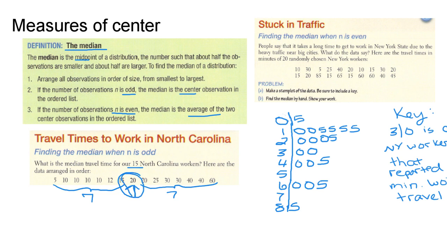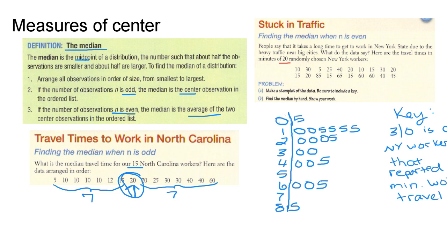The second one, stuck in traffic here, asks you to make a stem plot of the data and be sure to include a key. So we have to do a key to define what you're talking about. So our key here, 30, is a New York worker that reported a 30-minute work travel time. And then I'm going to find my median by hand. So when I'm finding my median here, if I make a stem plot, I've already put them in order here, right? I have 20 randomly chosen New Yorkers.